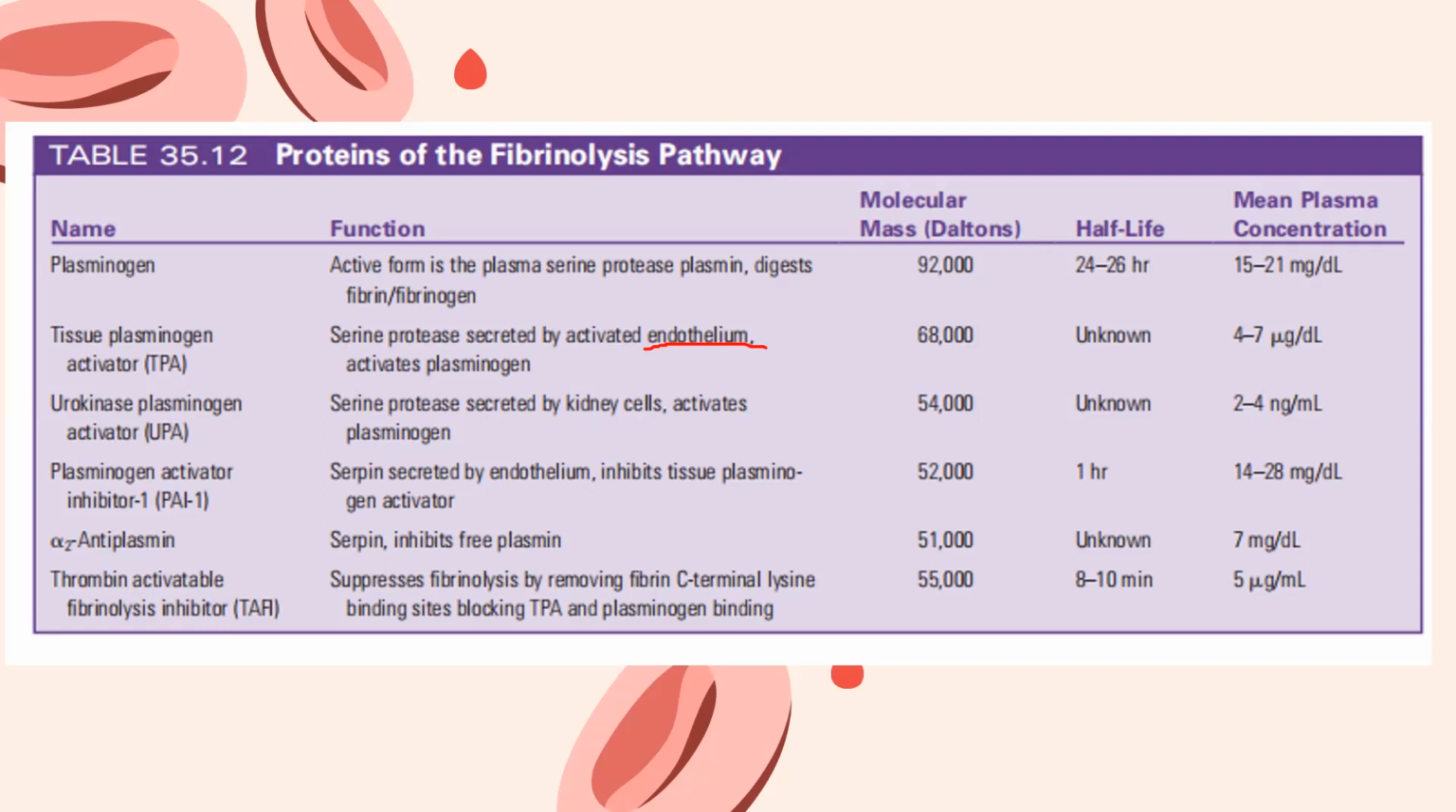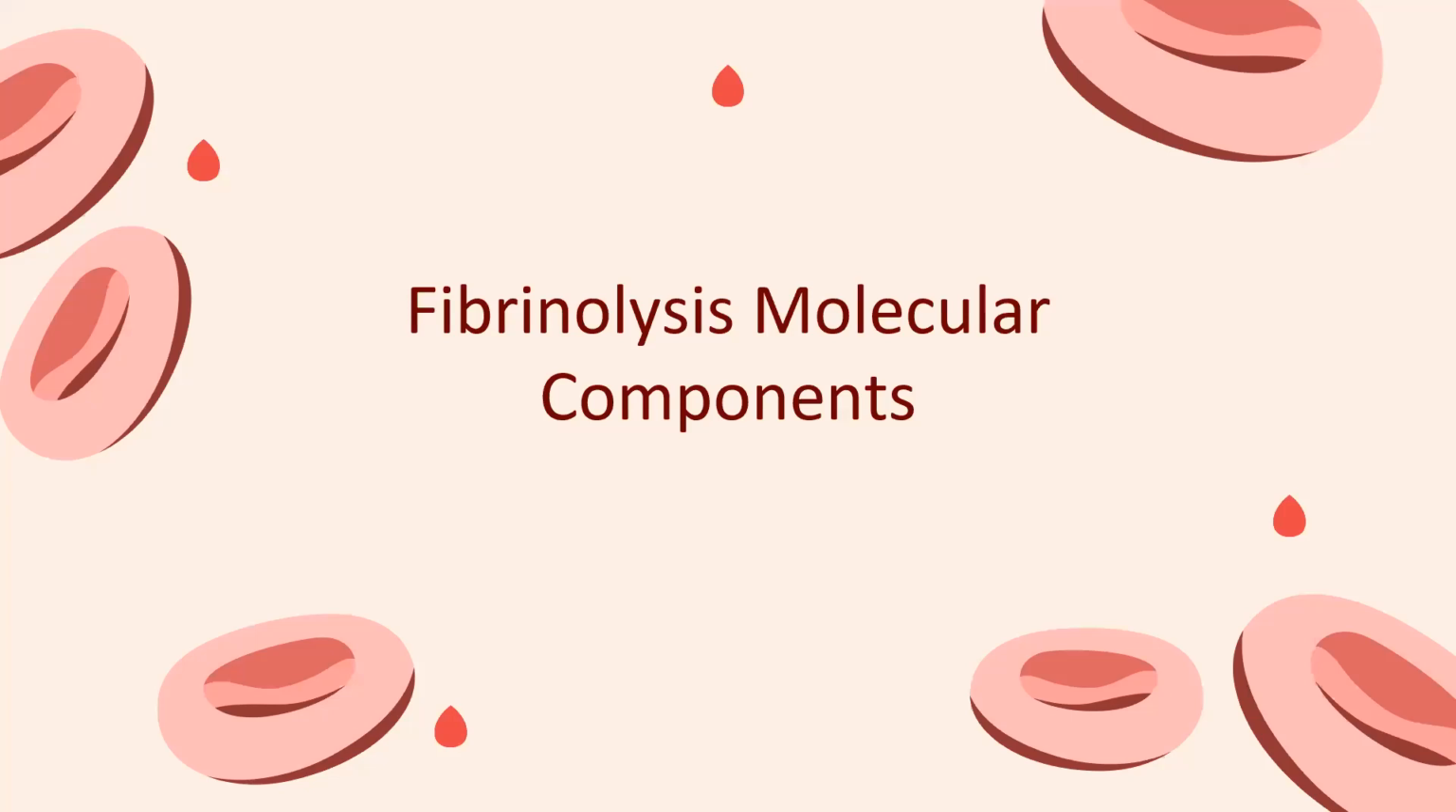There must be a balance. We have urokinase plasminogen activator. This is also a serine protease secreted by the kidney cells. It also activates plasminogen. Plasminogen activator inhibitor inhibits tissue plasminogen activator. Antiplasmin inhibits free plasmin. And then thrombin activatable fibrinolysis inhibitor, or TAFI, suppresses fibrinolysis by removing the fibrin C-terminal lysine binding sites, blocking the tPA and plasminogen binding. We will discuss it further.